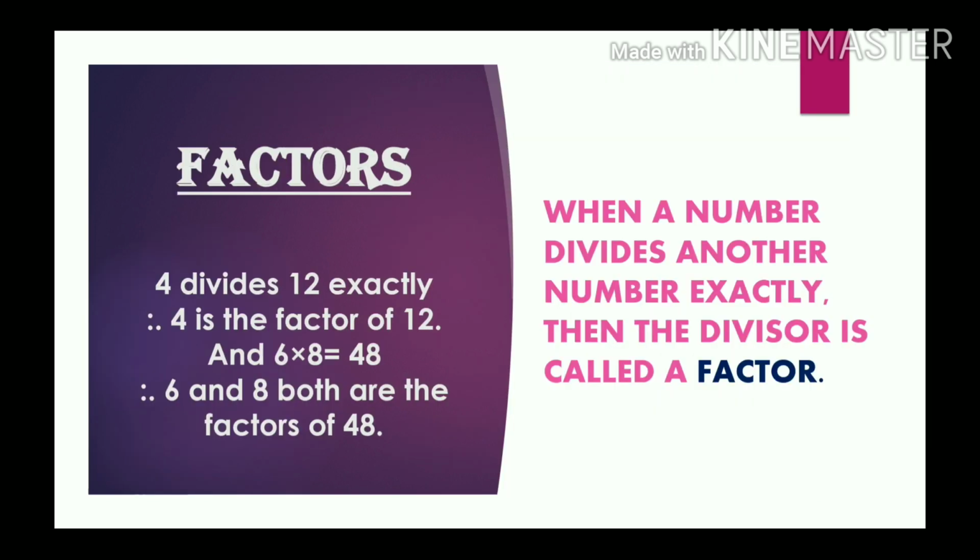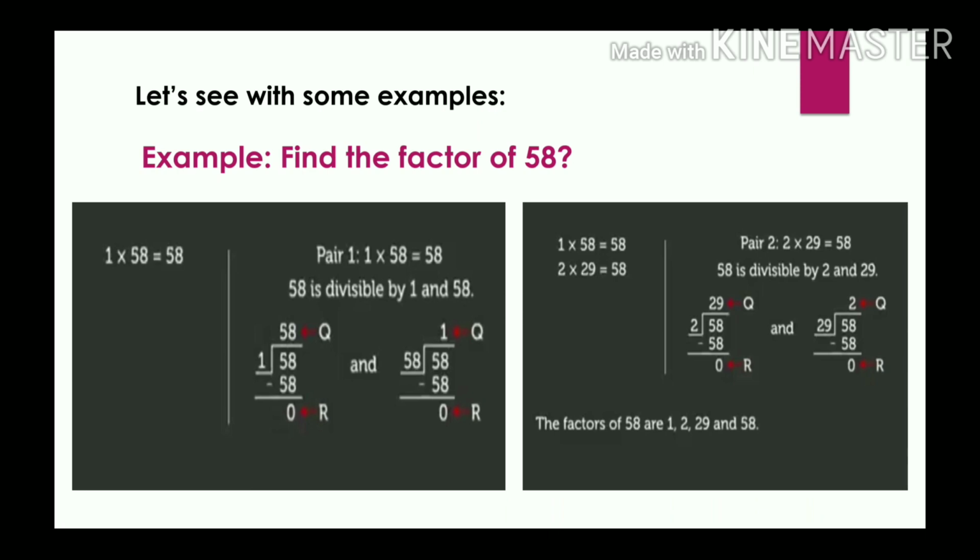So, let's start our first topic, factors. When a number divides another number exactly, then the divisor is called a factor. As we know that 4 divides 12 exactly, therefore 4 is a factor of 12. And 6 multiplied by 8 is equal to 48, so 6 and 8 are both factors of 48. Let's see some examples.